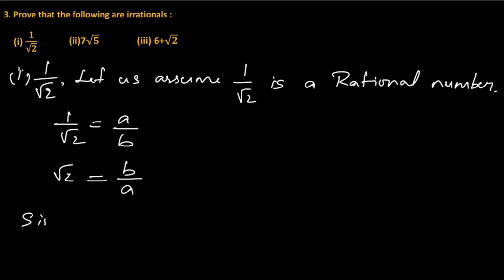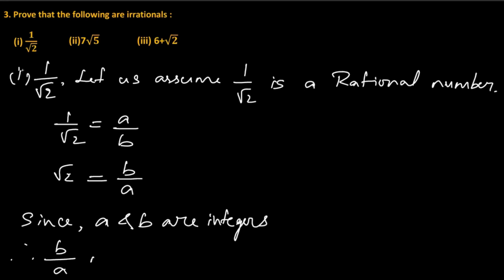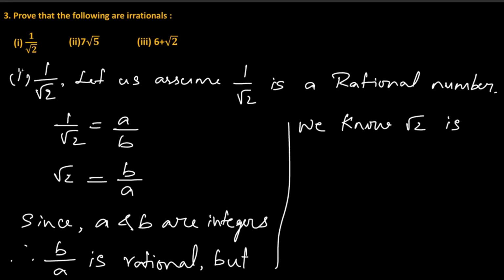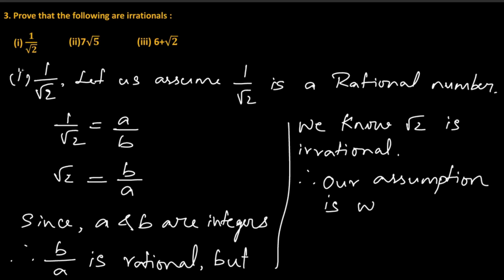Now, since same problem, same steps, a and b are integers. Therefore, b by a is rational. But we already know that root 2 is irrational. Therefore, our assumption is wrong, and 1 by root 2 is an irrational number.